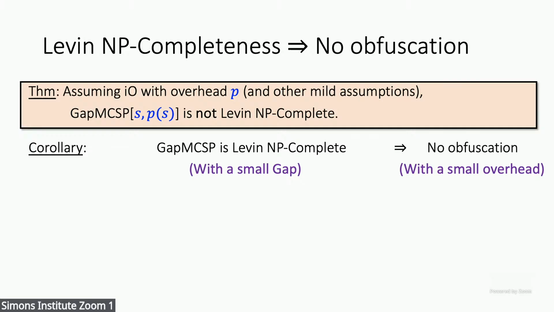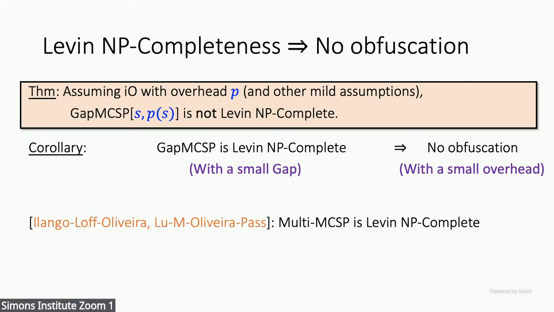Of course, we do not know if gap MCSP is Levin NP complete, but there are other problems, like multi-MCSP, which we do know are Levin NP complete. And this gives us a weak lower bound on the overhead of obfuscation. So let me say what multi-MCSP is.